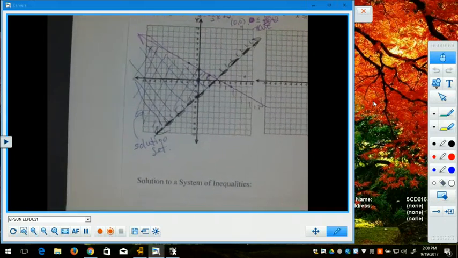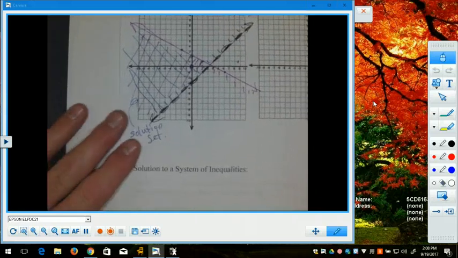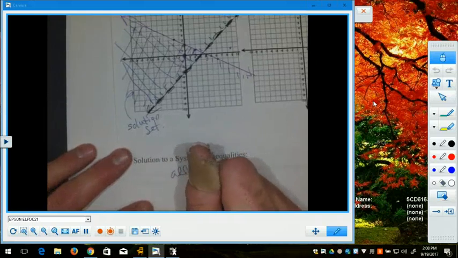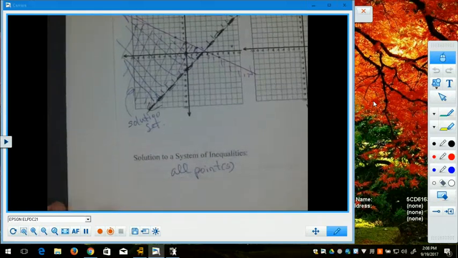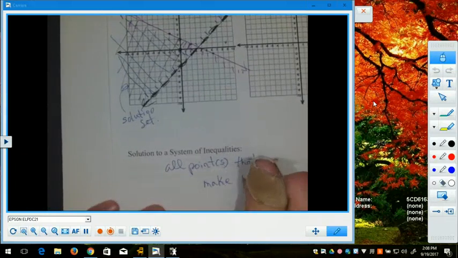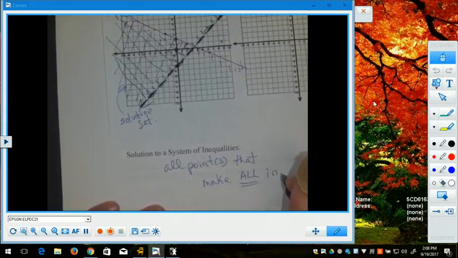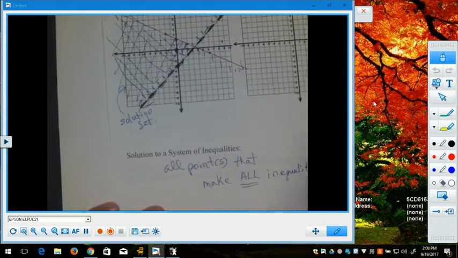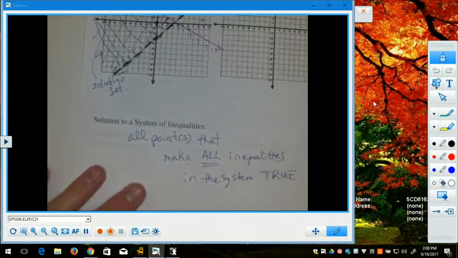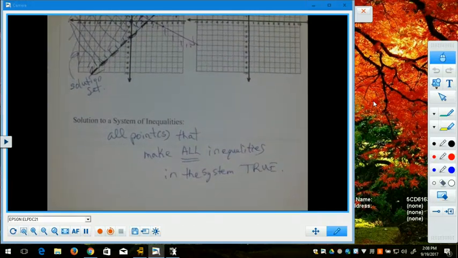So this brings us to the solution to a system of inequalities. A solution to the system of inequalities is all points, or any point, that make all inequalities in the system true. So any and all points that make all of the inequalities in the system true. That is the solution to a system of inequalities.